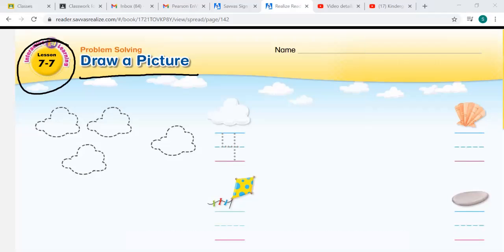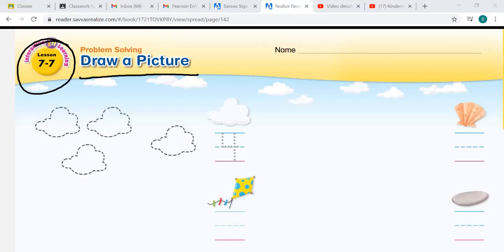What things have you seen in the sky in the daytime? Have you seen birds? How about clouds or airplanes? Maybe you've seen kites or balloons. All right, let's look at our worksheet here and figure out a problem.